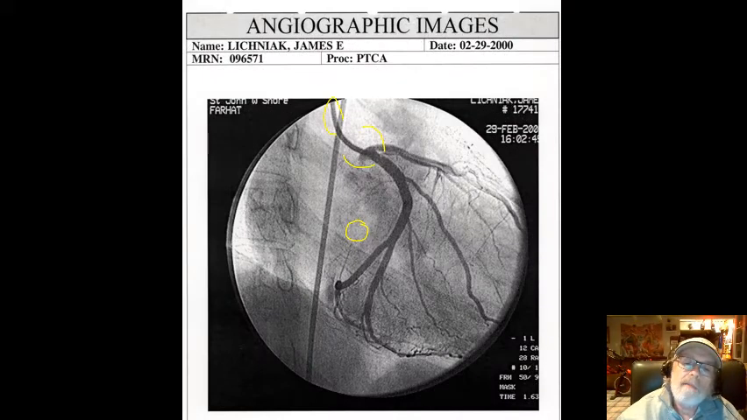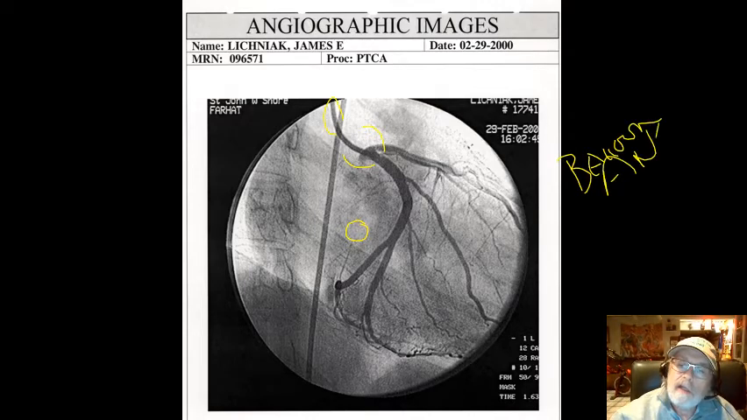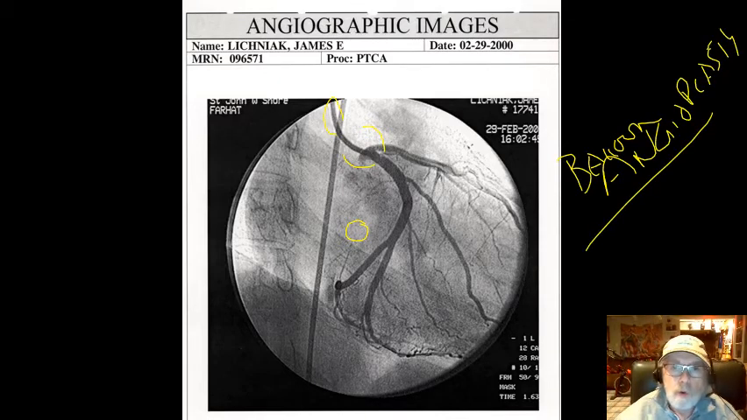Here's the catheter. They passed the catheter on down there. There's a balloon. They did what's called a balloon angioplasty. Nobody could read my writing. I don't know why I'd even write that. Balloon angioplasty, or what's called a percutaneous transluminal coronary angioplasty.